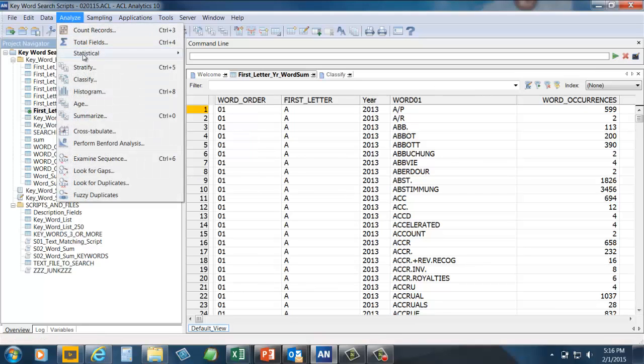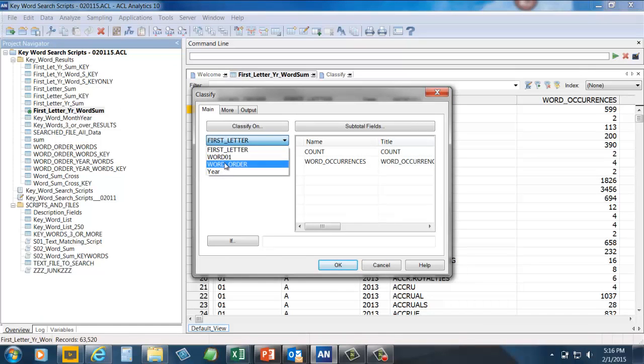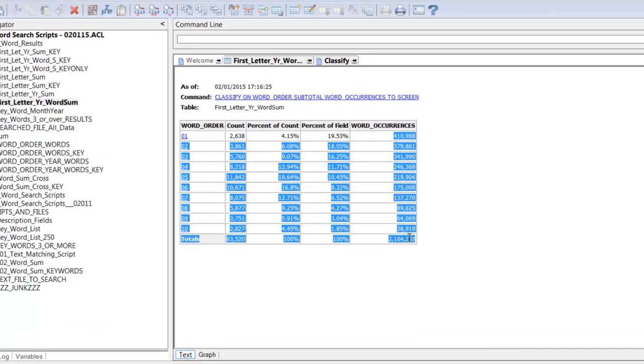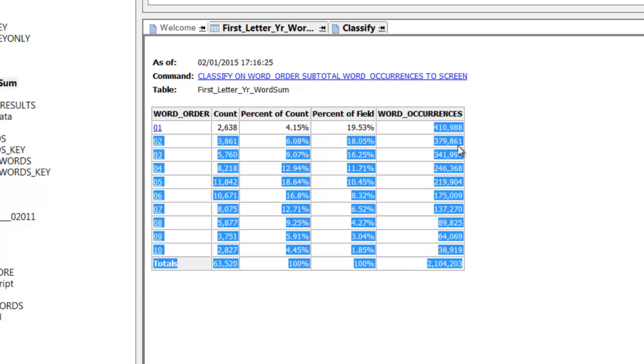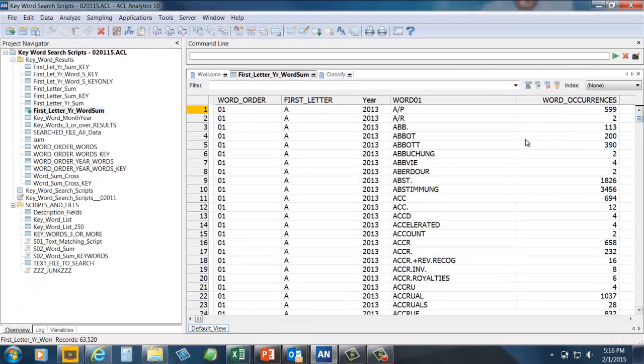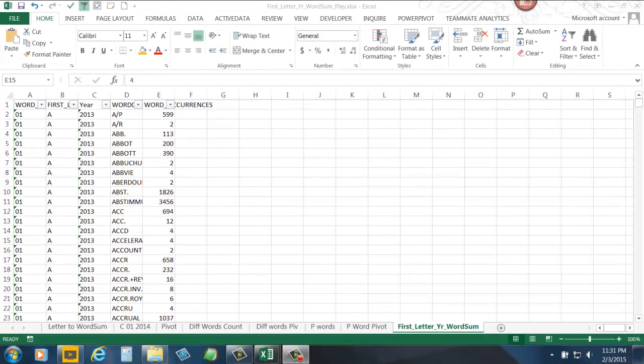Now I can classify on the word order and get a count of how many times words showed up in each one. And what I found really interesting is notice how you obviously have more first words than second and third and fourth, and it really does follow that pattern, obviously. So there is some consistency to the data. Now that I have that in ACL and I've run these scripts, the script takes about 3 minutes to run on 500,000 records and gives you all these nice results, which look way cooler in Excel. And so this is the data from ACL that's been fed into Excel.